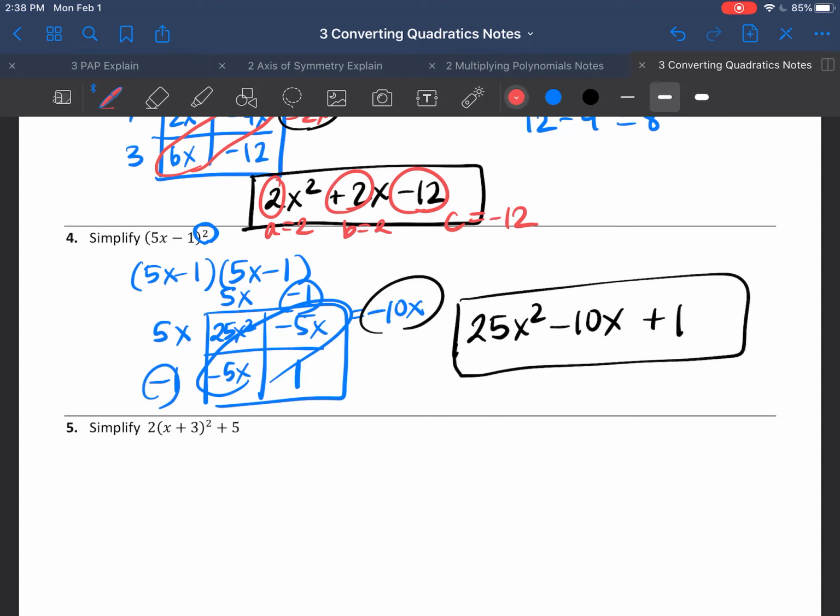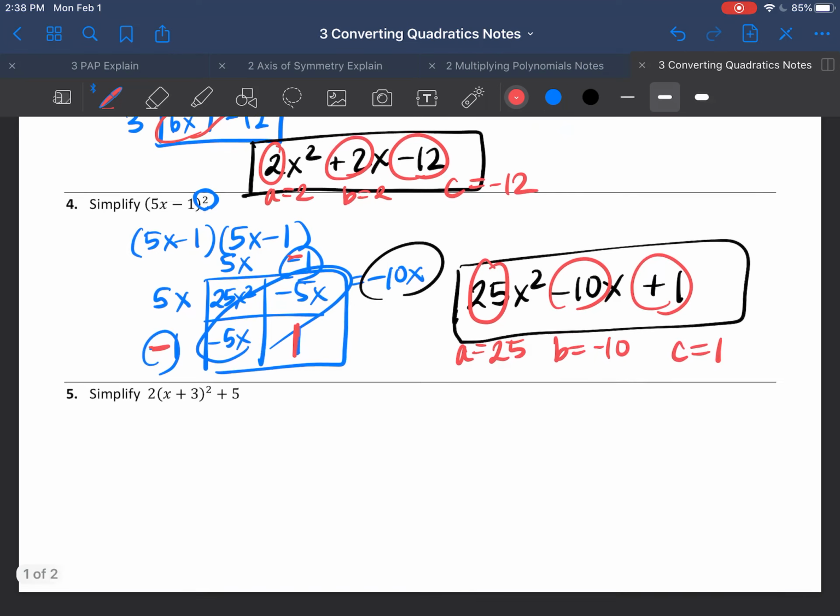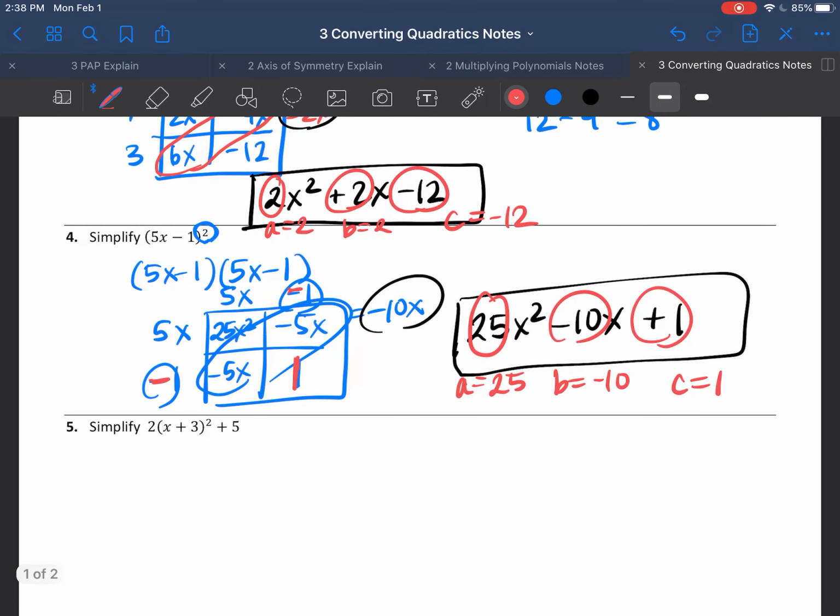So on the test, when I ask you to identify A, it's 25. B, it's negative 10. Don't lose the negative. C is positive 1, because negative times negative makes positive. These are all common mistakes I see every year.